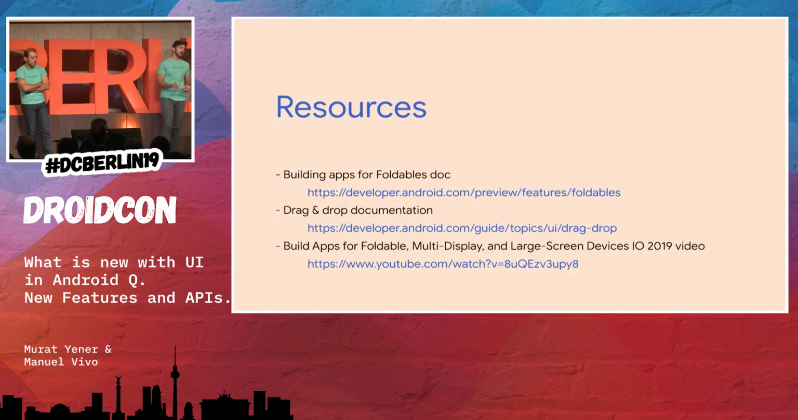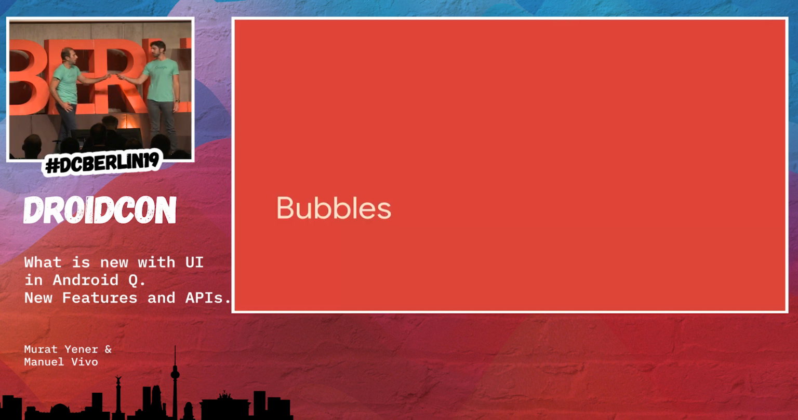If you want to know more about foldables, you can check out the documentation. The official documentation is pretty good. Drag and drop just in case. And then there is another I/O talk about foldables that you can watch on that link. This is enough for this topic. Next up is bubbles.